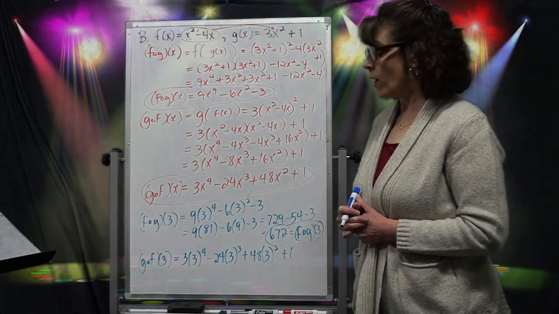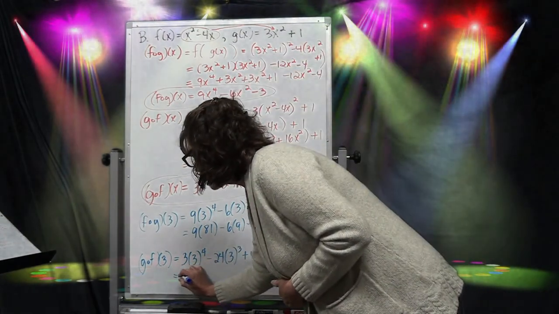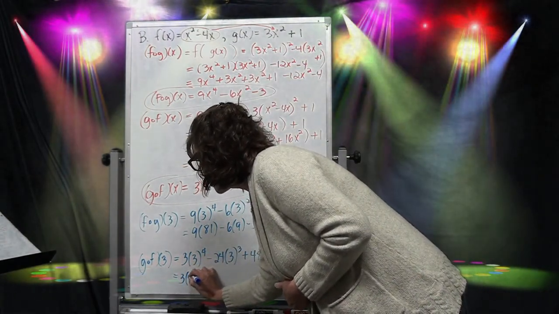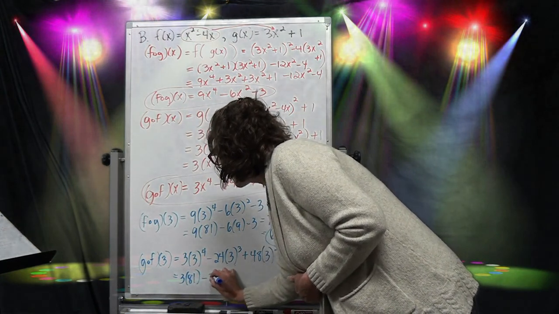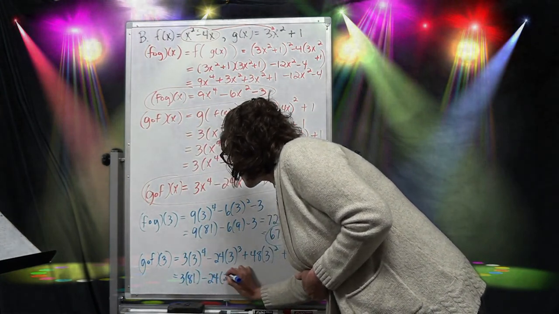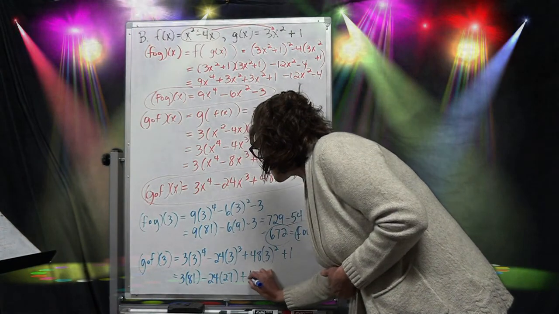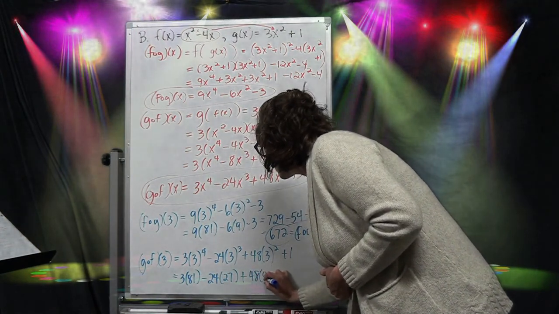And then follow order of operations, which once again says, let's do the exponents. 3 to the 4th is 81. 3 to the 3rd is 27. 3 squared is 9.